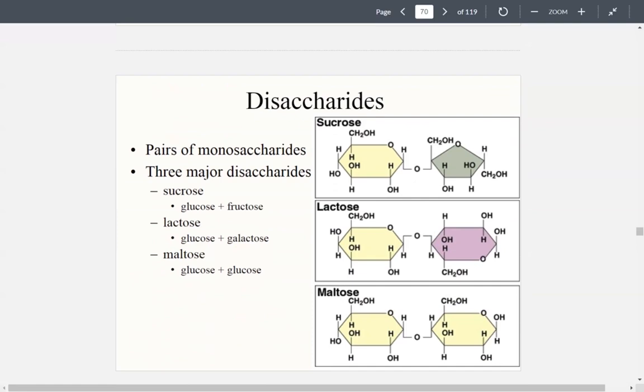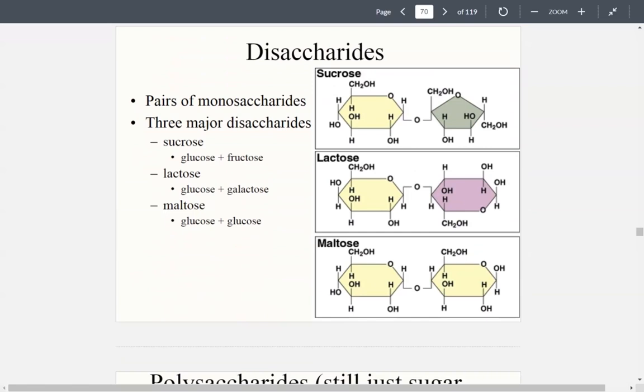Disaccharides are going to be pairs of monosaccharides. And there are three major ones: a sucrose, a lactose, and a maltose. Sucrose is simply a fructose and a glucose attached together. Lactose is a galactose and a glucose. And maltose is a glucose-glucose. Can you have a fructose-fructose? Absolutely. These are the three major ones. This right here, if you're looking at it going, now that sounds familiar, this is your milk sugar. Lactose is your milk sugar. It's glucose and galactose.